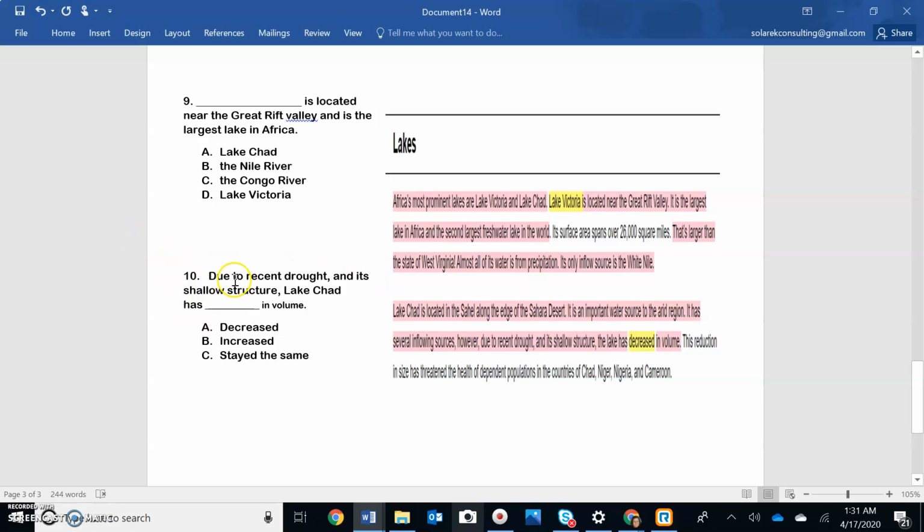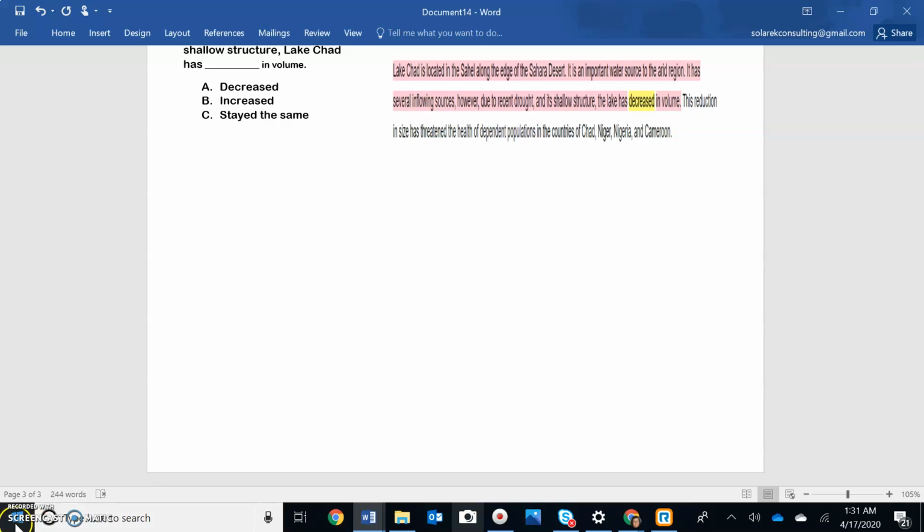Here's your last one. Due to recent drought and its shallow structure, Lake Chad has decreased, increased, or stayed the same. It says Lake Chad. However, due to the recent drought and its shallow structure, the lake has, it's hard to read it, but it starts with a D. Okay, there you go, 1 through 10. You are done. Congratulations.